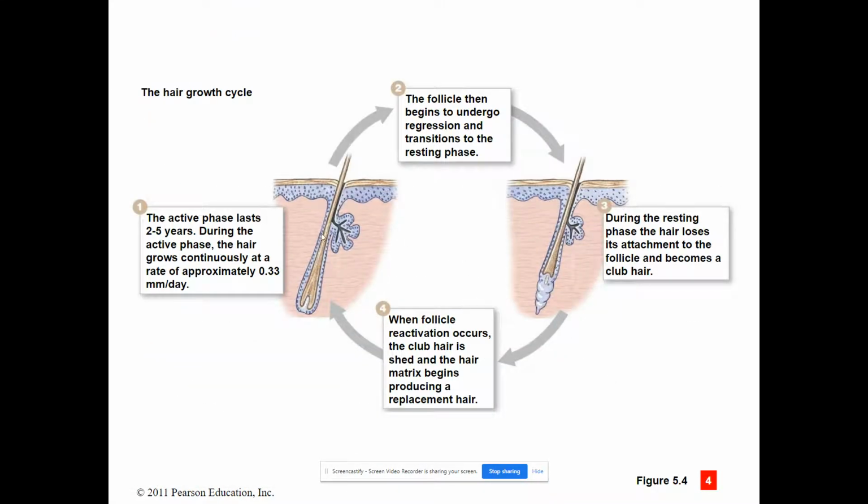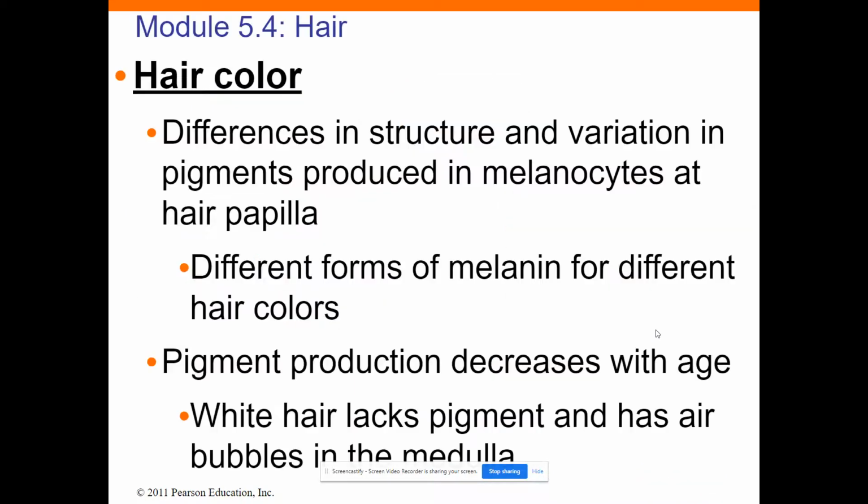So here's your active phase, and then it's resting. And so now this is the club hair waiting to get pulled. See how it's not really attached anymore, but it is still in that hair follicle. And so it can get pulled out, but it won't hurt at that point anymore.